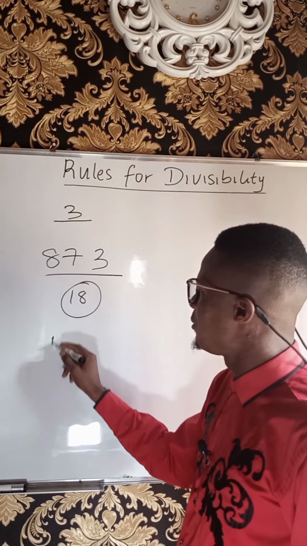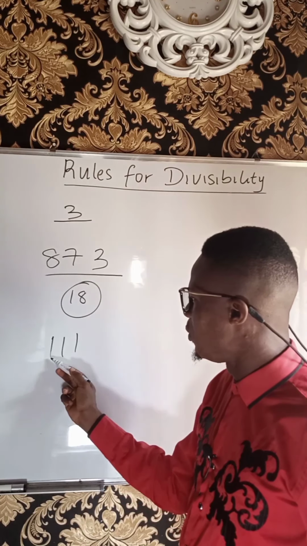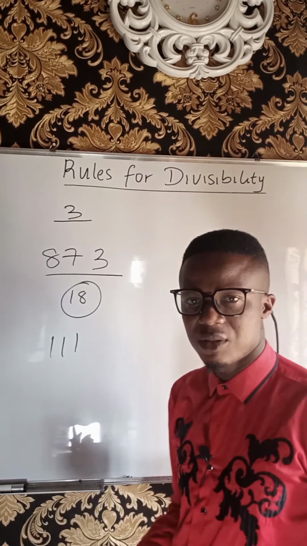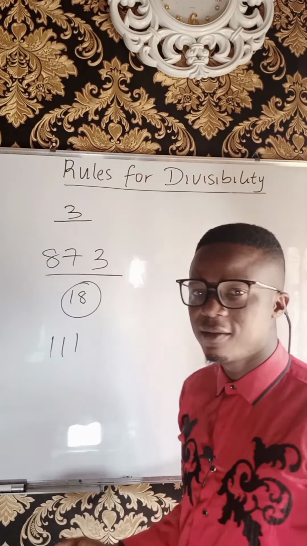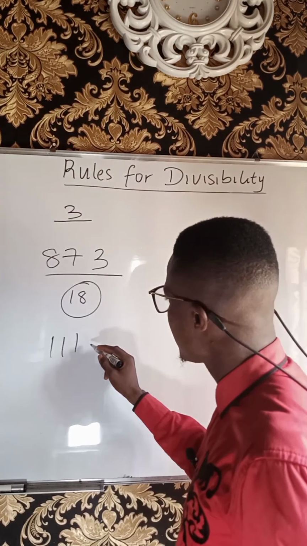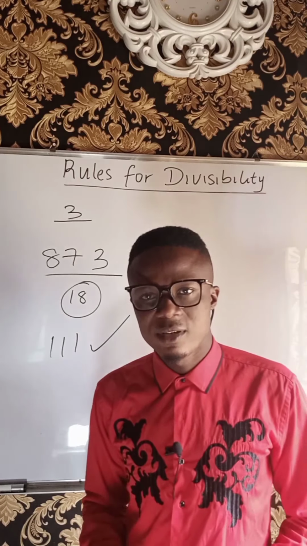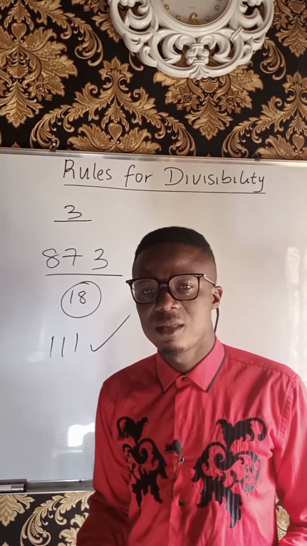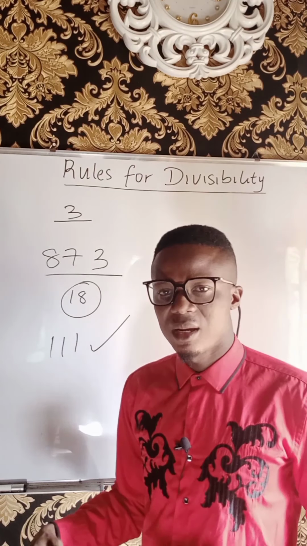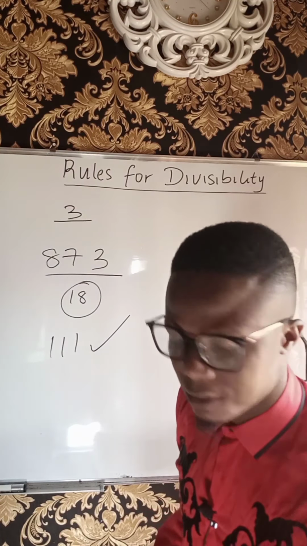You can still have 111. You check again, you add 1 plus 1 plus 1 and that gives us 3. Can 3 divide 3? Yes. If 3 can divide 3, automatically 3 can divide 111. That is how you know if a number is divisible by 3 or not. But assuming you added and you got something 3 cannot divide, it means that 3 cannot divide the entire number. So let us go for 4.